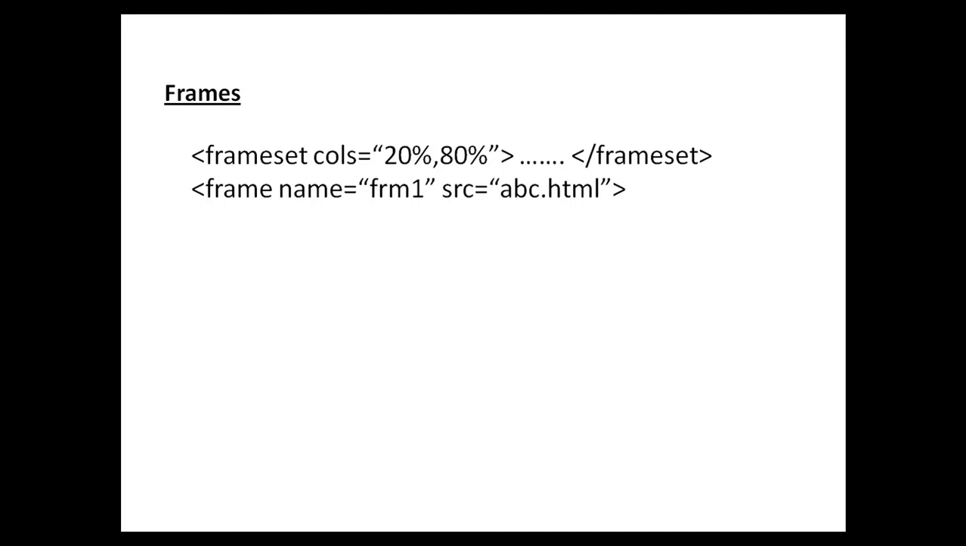In this example I am trying to display the source abc.html, and it's not compulsory to specify the source as .html. The source can be an image, a graphic, or an animation. And it is better to identify each and every frame with some name. For that, use an attribute called the name attribute.